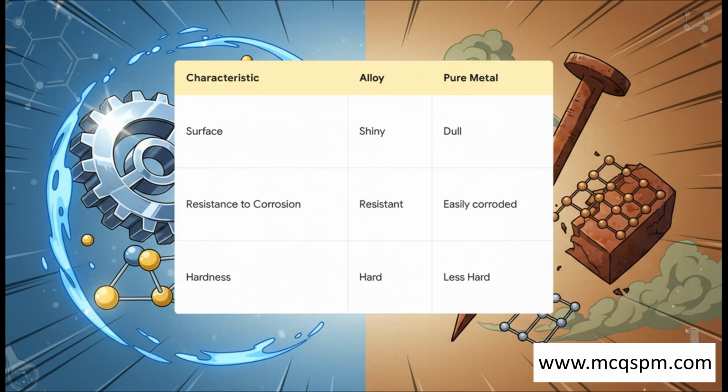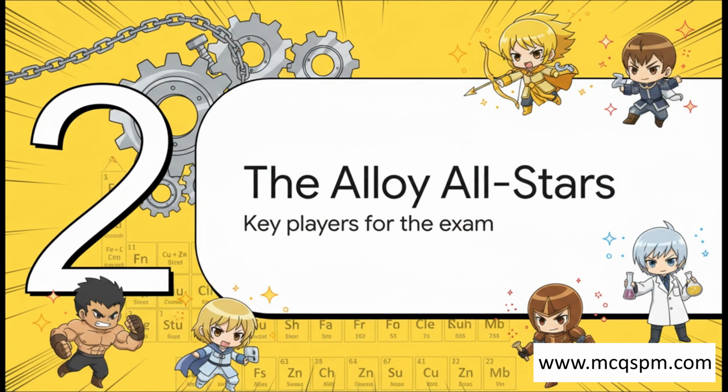So this table sums up the key differences you need to know. Compared to their pure metal parents, alloys are generally shinier, way more resistant to things like rust, and of course, they are much, much harder. And it all goes back to that messy, disrupted atomic structure.